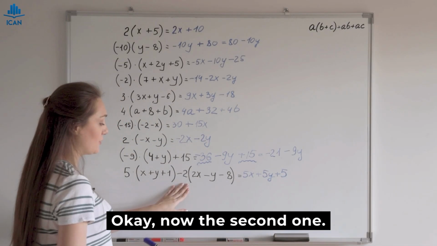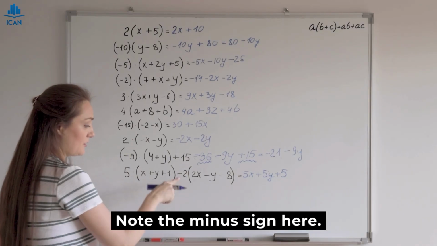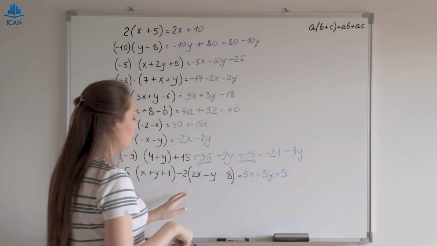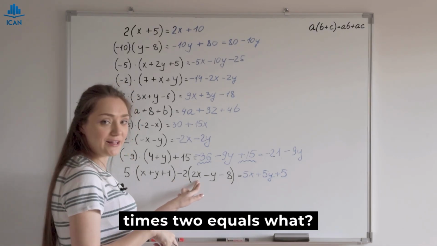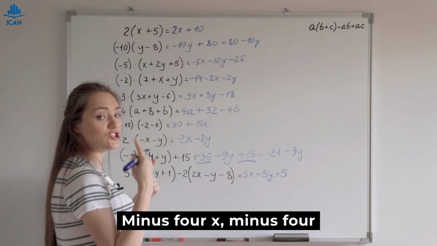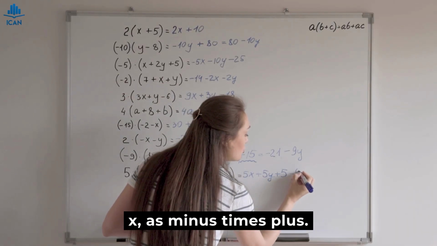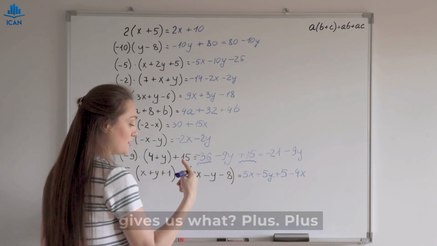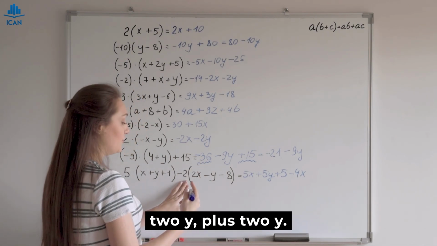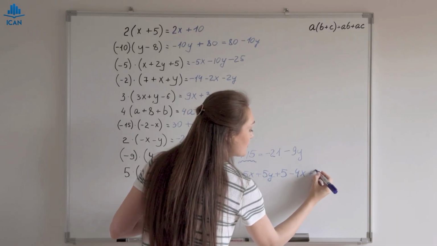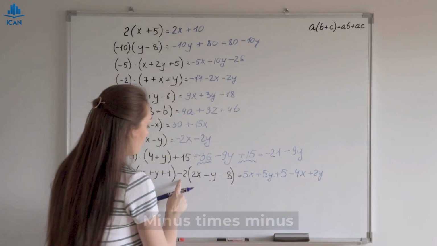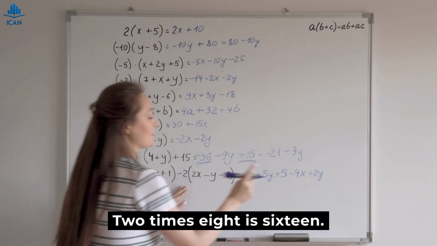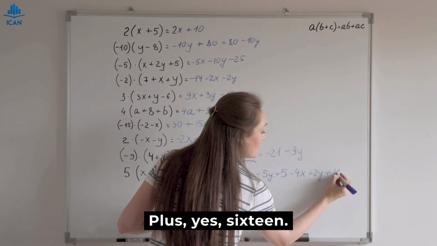Okay, now the second one. Note the minus sign here. This is crucial to avoid confusion. Minus 2 times 2 equals what? Minus 4x as minus times plus. And minus times minus gives us what? Plus. Plus 2y. Minus times minus is plus. So what do we get? 2 times 8 is 16 plus, yes, 16.